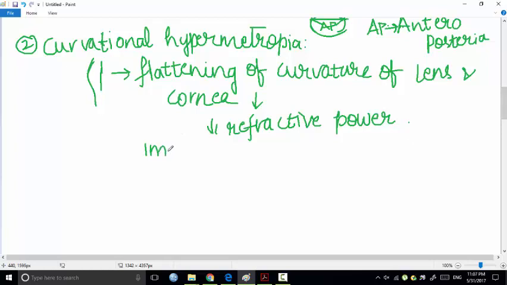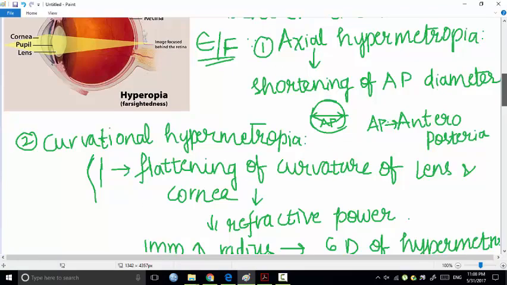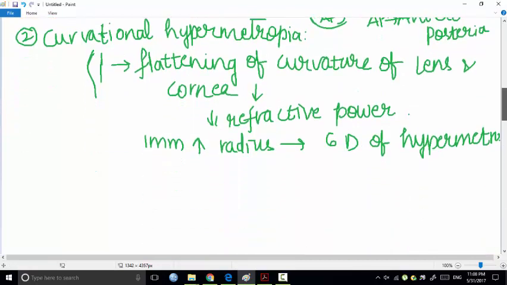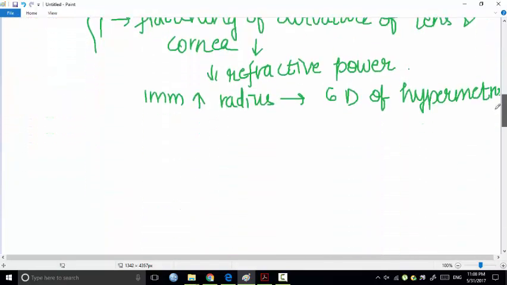Here a 1 mm increase in radius leads to 6 diopters of hypermetropia. Similarly, in axial hypermetropia, 1 mm of shortening leads to 3 diopters of hypermetropia. These are the two types of hypermetropia, axial and curvational.